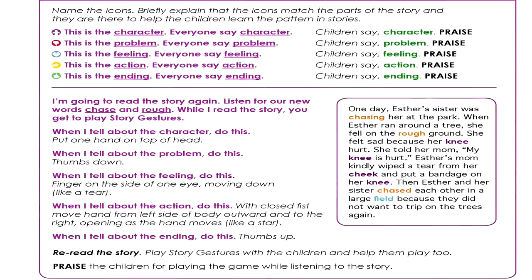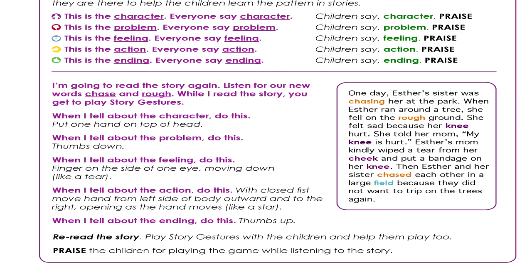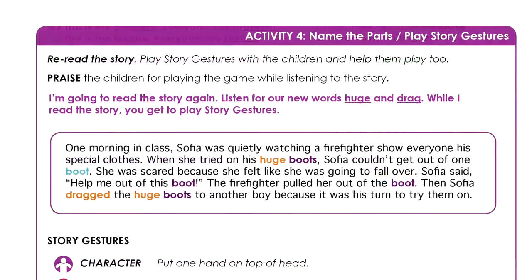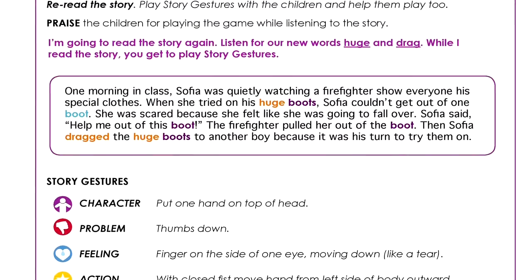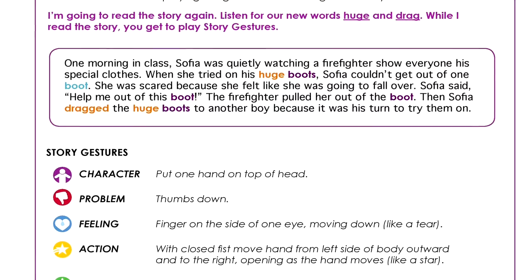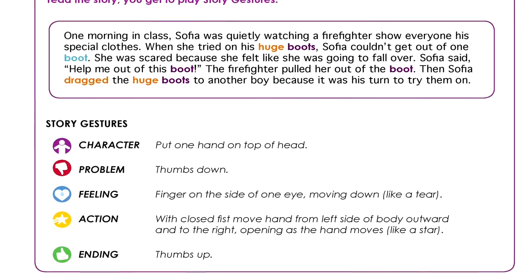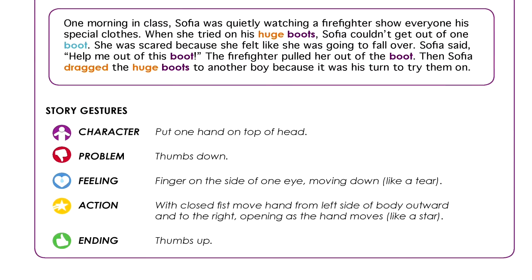In activity 4, just before children begin to retell the story, children say the parts of the story, which are character, problem, feeling, action, and ending. While you read the story again, children should play a game called story gestures. They need to hear the story again before it is their turn to tell it.